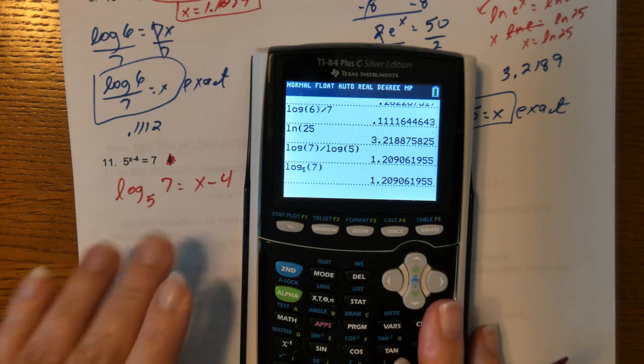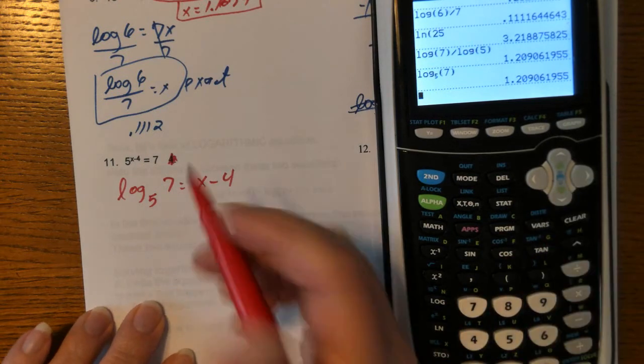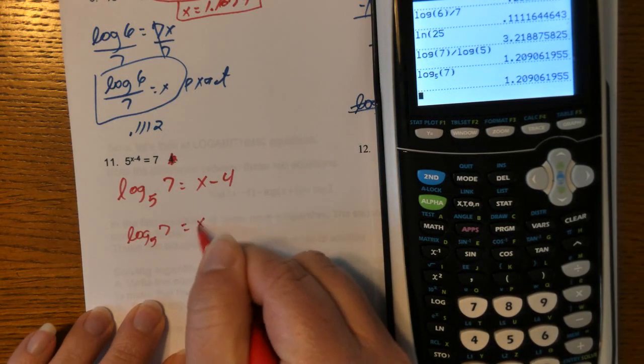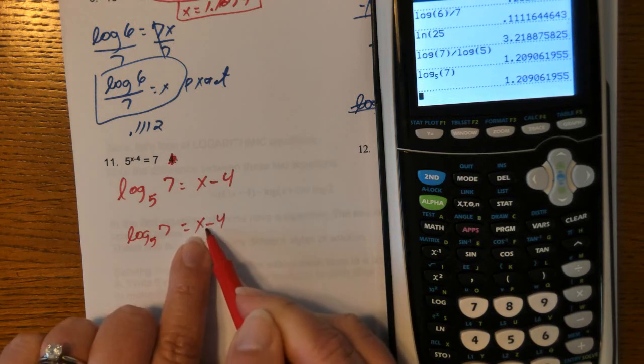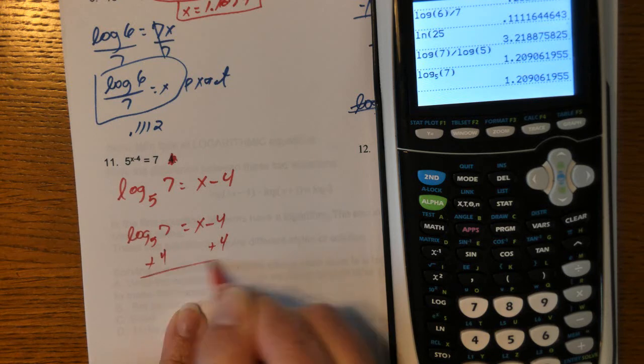Rather than write that down, because they're going to ask me for the exact answer as well as the decimal, I'm going to leave that there. Log base 5 of 7. But I've got to get x by itself, so I've got to get rid of the 4. So I'm going to add 4 to both sides.